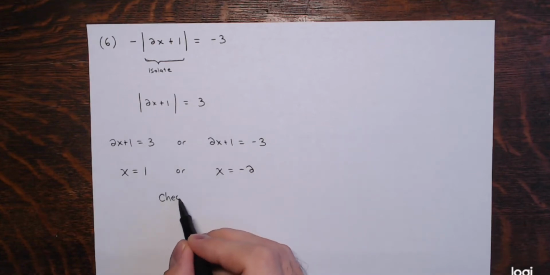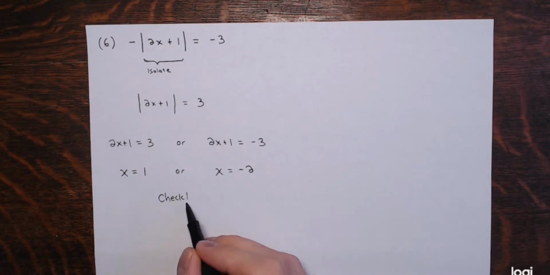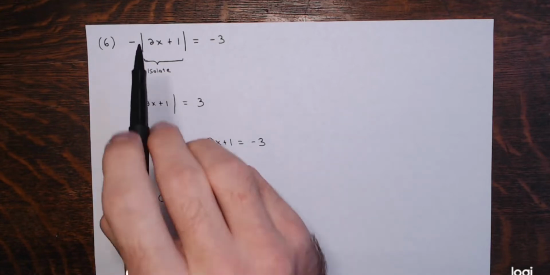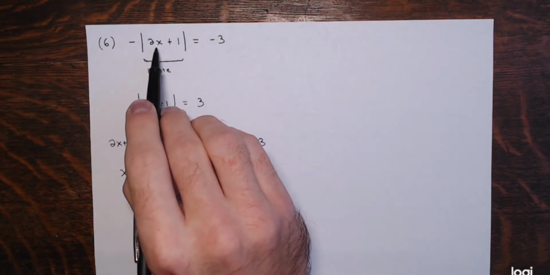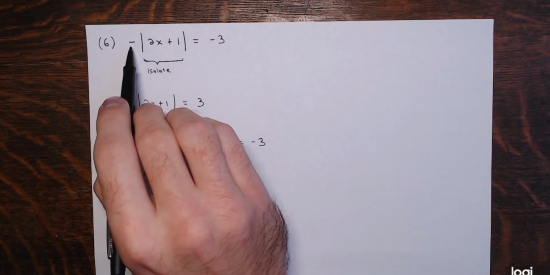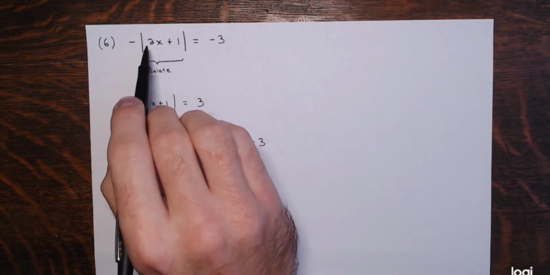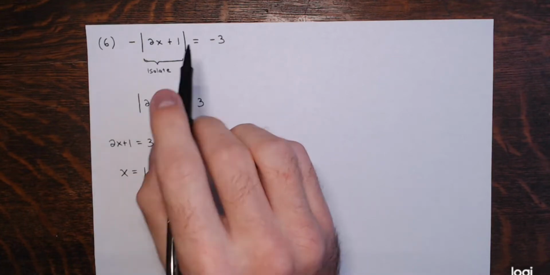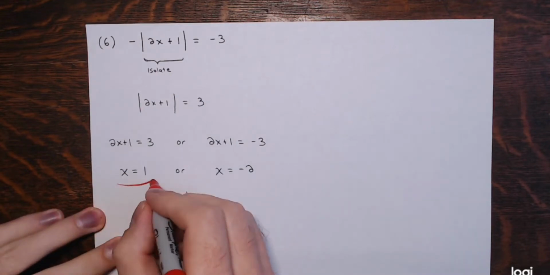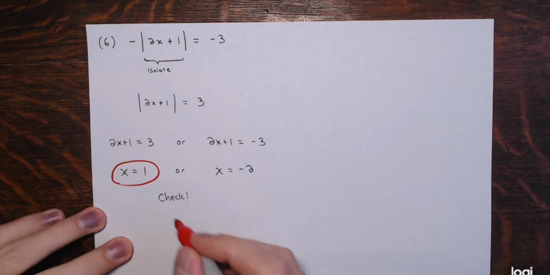And then once again, I'm going to check these. Now again, you can use a calculator or do it by hand. I'm going to just check them out loud. When x equals 1, 2 times 1 is 2, plus 1 is 3. The absolute value of 3 is 3, but then you've got this minus sign here. -1 times 3. So the left side is -3, the right side is -3. You get -3 equals -3. That is a true statement. So x equals 1 works.